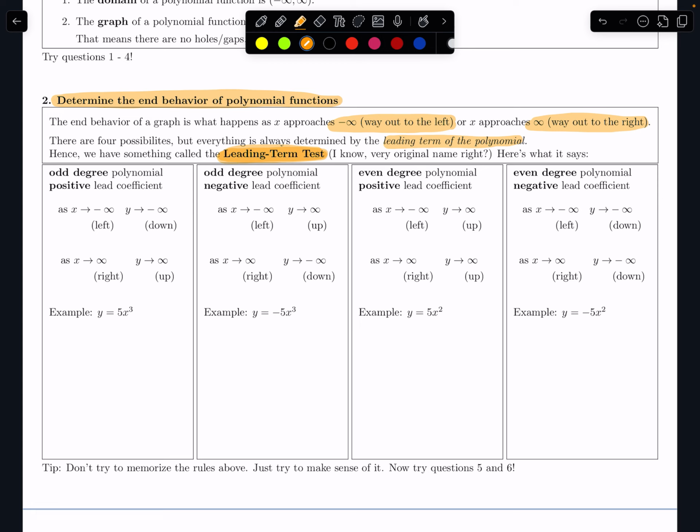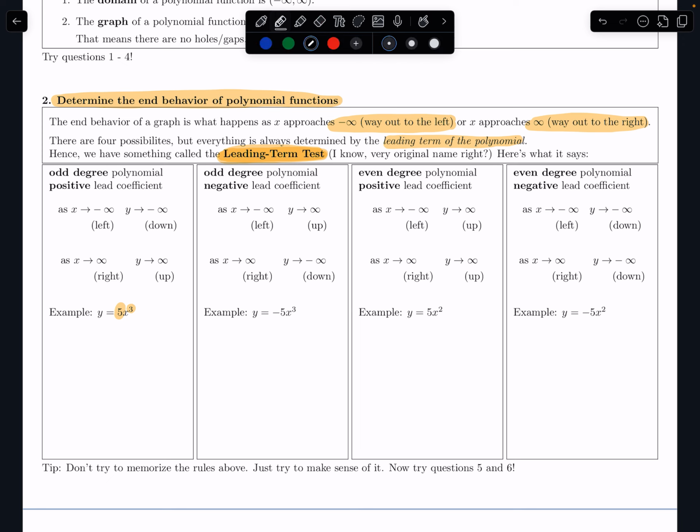Okay, so case number 1, you have an odd degree polynomial, and you have a positive lead coefficient. Odd degree means something like here in this example, you have x to the third. The 3 is the odd part, right? And here it's a positive lead coefficient. Yeah, positive, not negative.